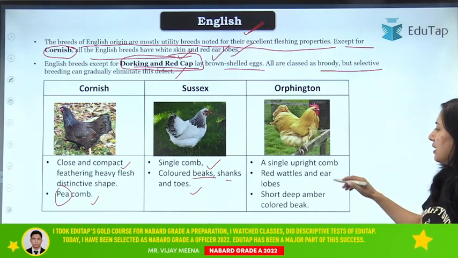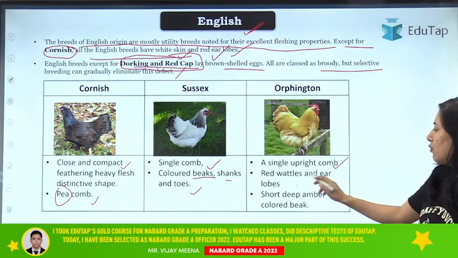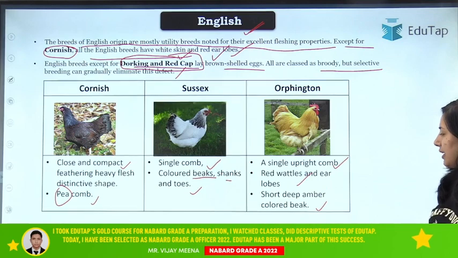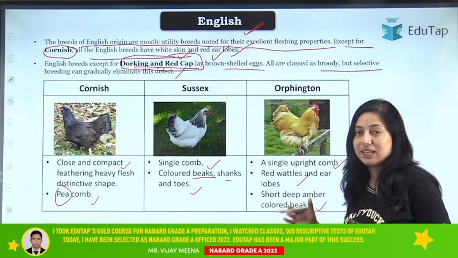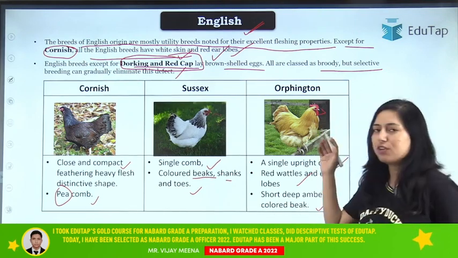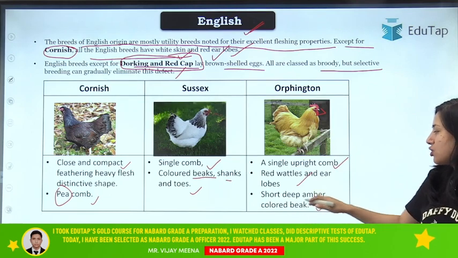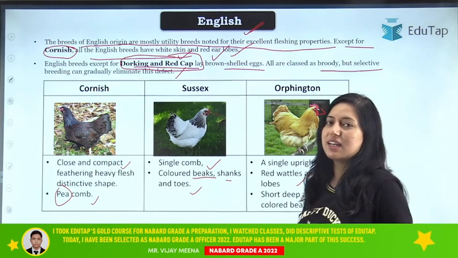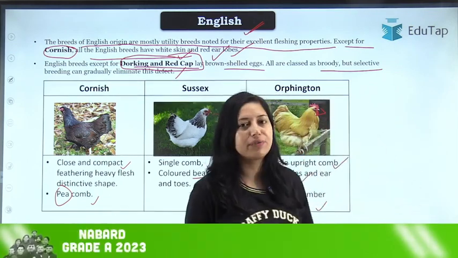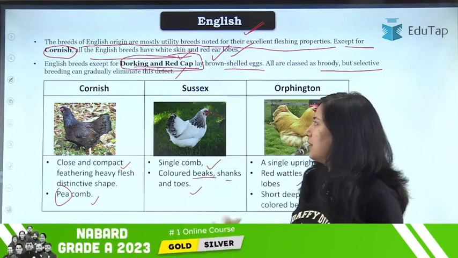Then in Orpington, single upright comb, red wattle and ear lobes, then short, deep amber color beak. Okay, the color of this beak is short, deep amber, right? This is the color of the beak of your Orpington. Now I hope this is clear to you.